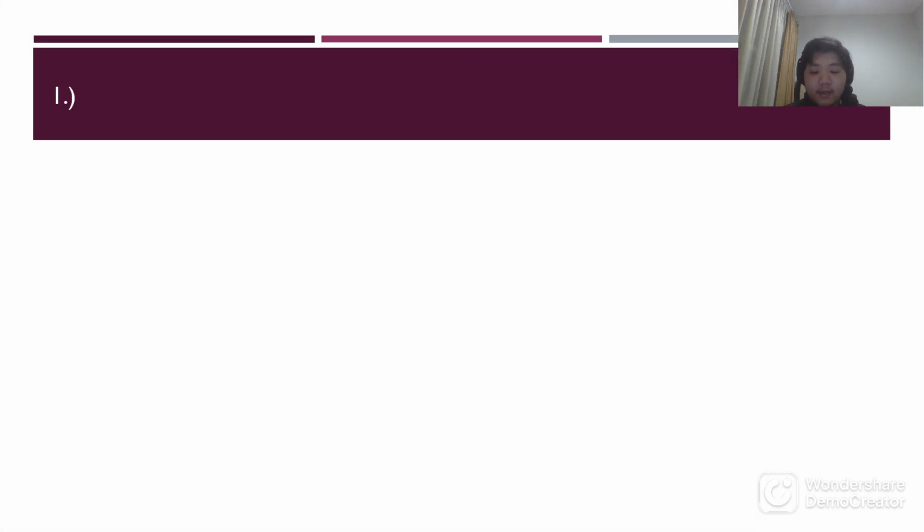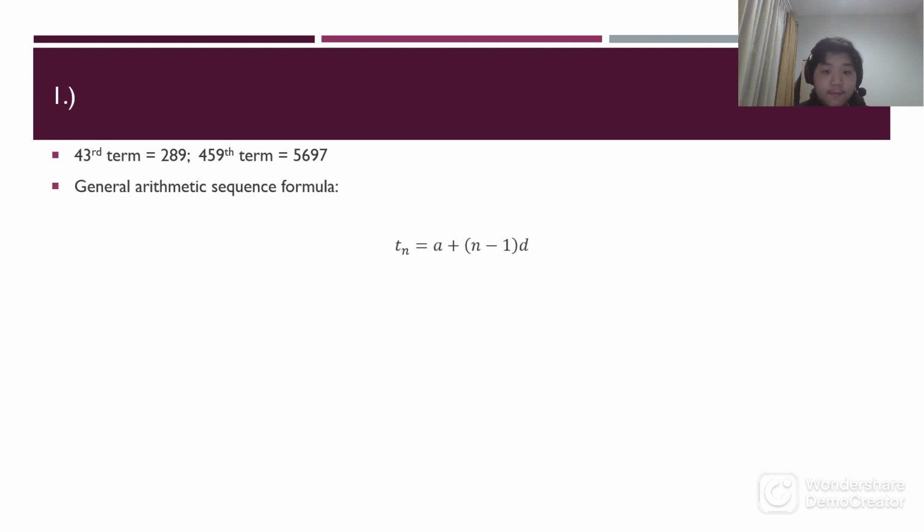In the first question, it asks us to solve for an arithmetic sequence. It already gave us two terms: the 43rd term is 289, and the 459th term is 5697. It asks us to determine the formula for a general term Tn and use the formula to determine the 7000th term. To do this, we first need to know the general formula for an arithmetic sequence, and that will be shown as such.